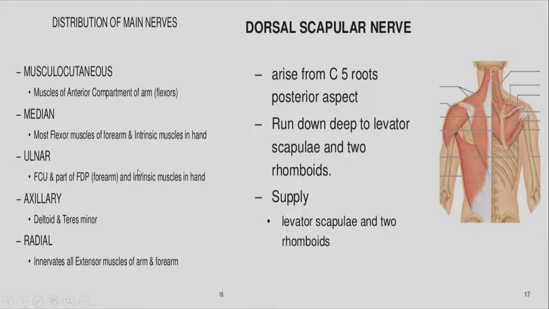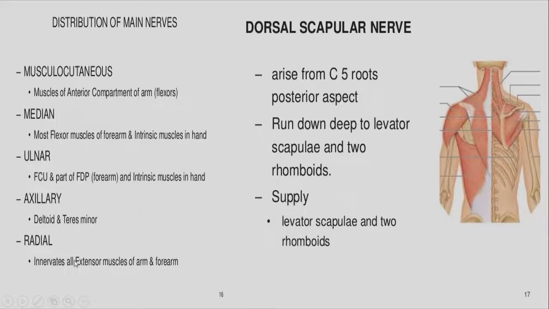So all the muscles of the hand are going to be innervated by the ulnar nerve, except for those muscles that are going to be innervated by the median nerve. The hand has 20 muscles. So 5 muscles will be innervated by the median nerve, then the rest of the muscles will be innervated by the ulnar nerve. If you look at the axillary nerve, it innervates the deltoid and the teres minor.